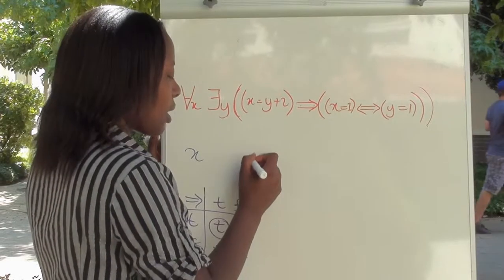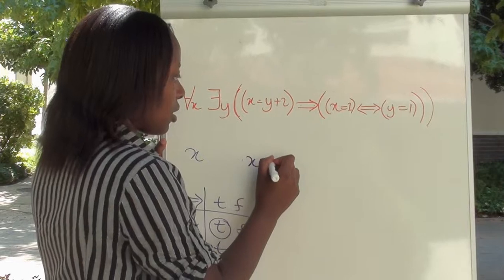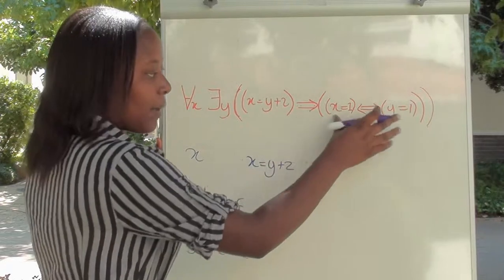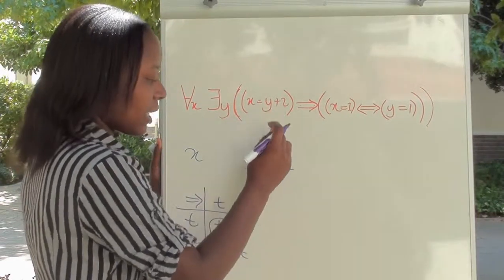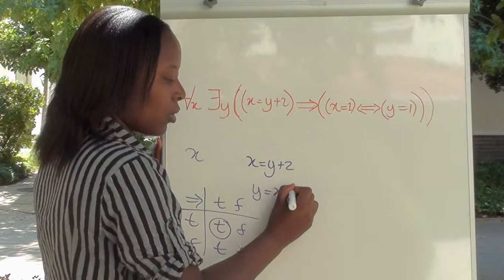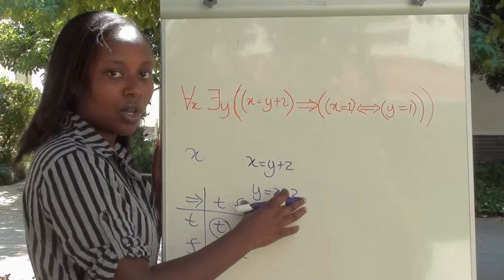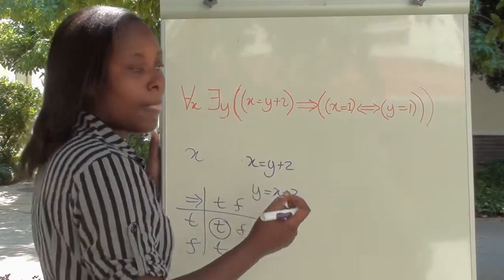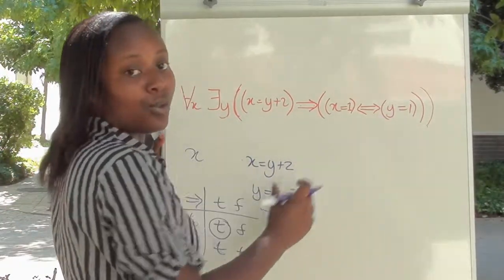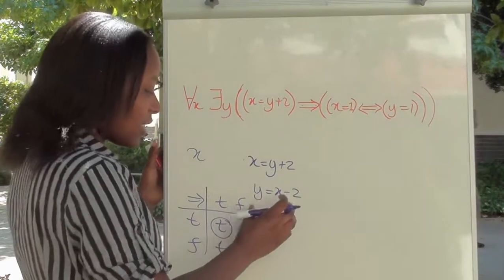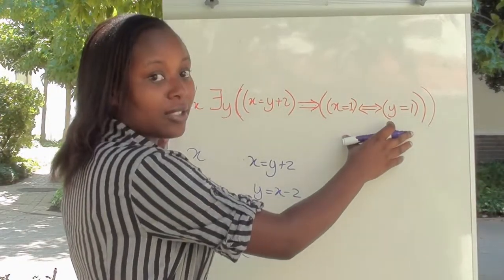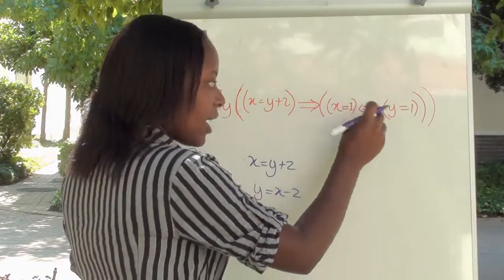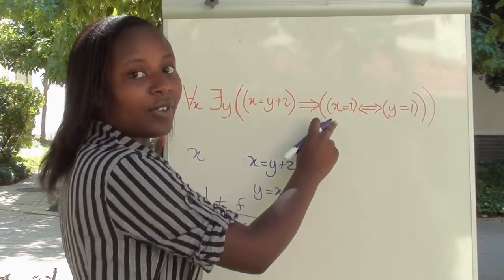To show that there exists a y such that this part is true, then that part will also be true. And in this particular case, our y will be such a y that is equivalent to x minus 2 for any x that we choose. Then for this to be true, if this is the case, then that has to hold. This is now saying that y is equal to 1 if and only if x is equal to 3.